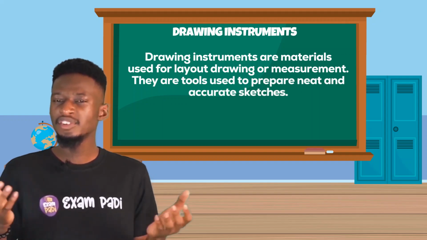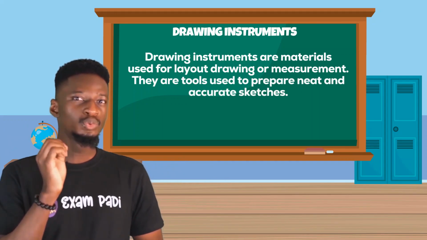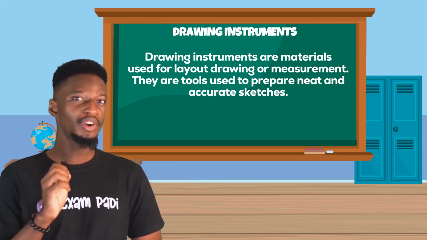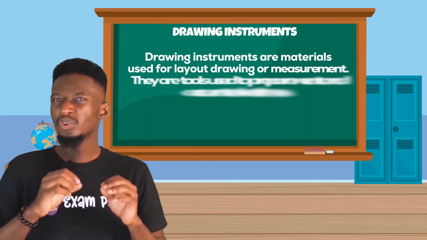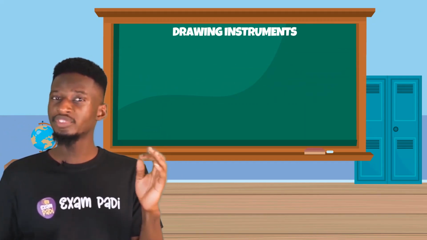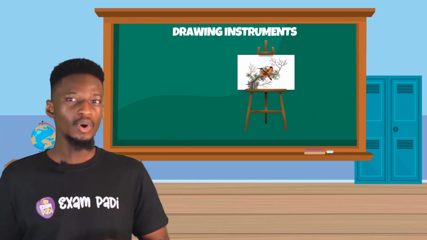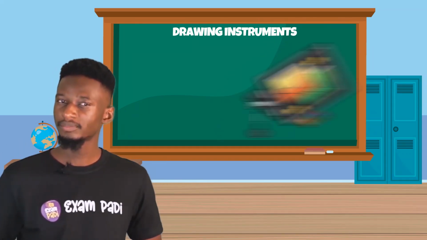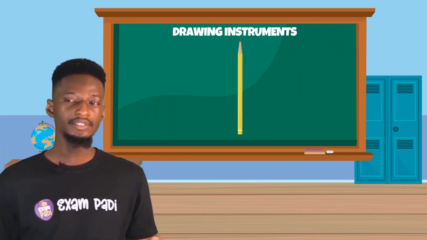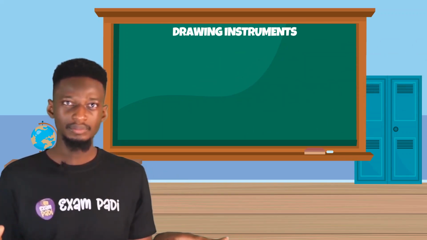Drawing instruments are materials used for layout drawing or measurement. They are tools used to prepare neat and accurate sketches. Drawing is often exploratory with considerable emphasis on observation, problem solving, and composition. Drawing can either be made on paper, floors, walls, or on the computer. Examples of drawing instruments include pens, pencils, rulers, compasses, protractors, and so on.